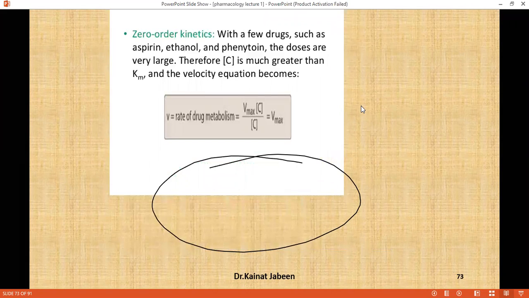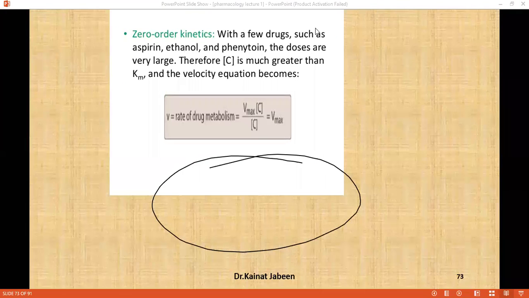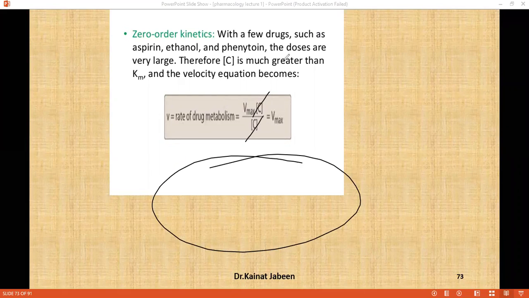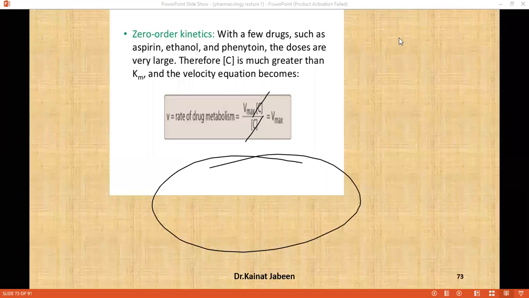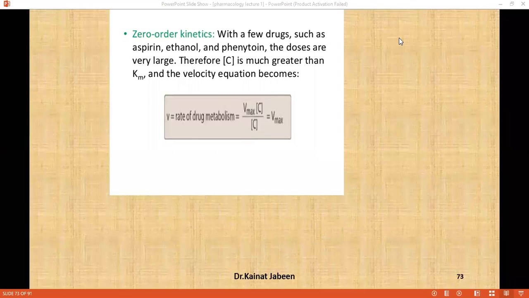Zero order kinetics: there are some drugs like aspirin, ethanol, and phenytoin. The doses are very large, so we can't neglect concentration. C is much higher than Km, so we have to neglect Km. Now the rate of drug metabolism is directly proportional to Vmax, meaning it is independent of concentration. We just cancel out this C and this C. The rate of drug metabolism is directly proportional to Vmax, not to the concentration. So zero order kinetics is independent of the concentration of the drug.